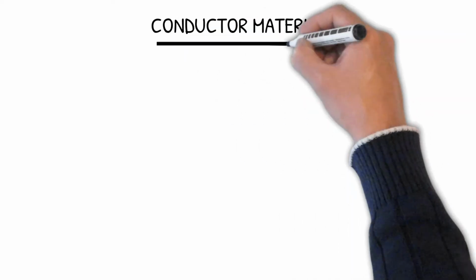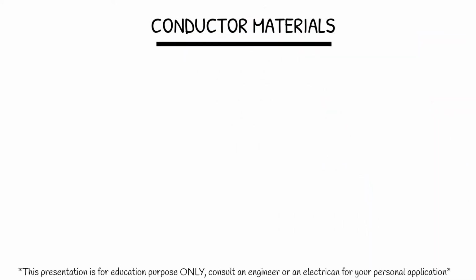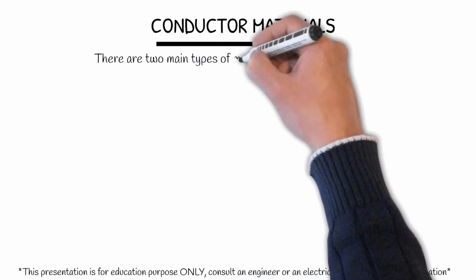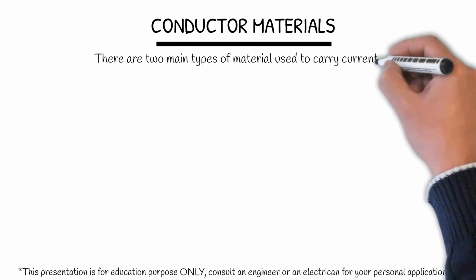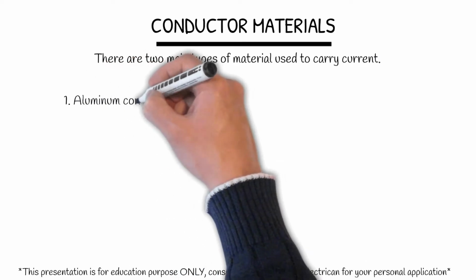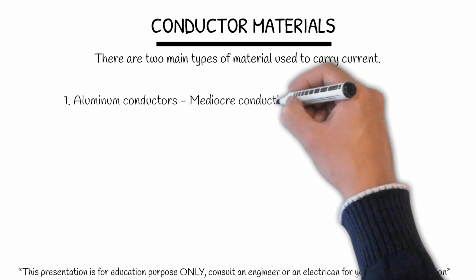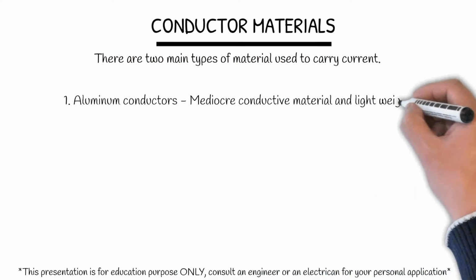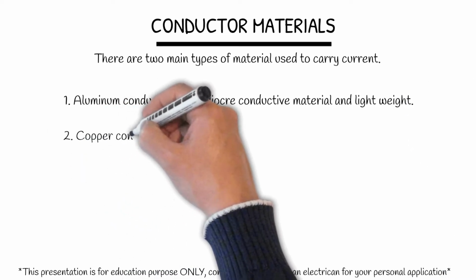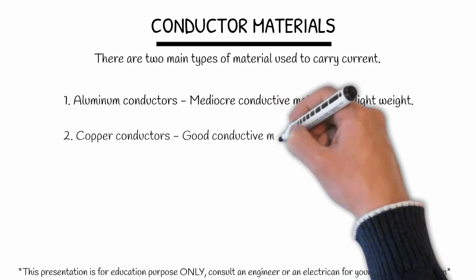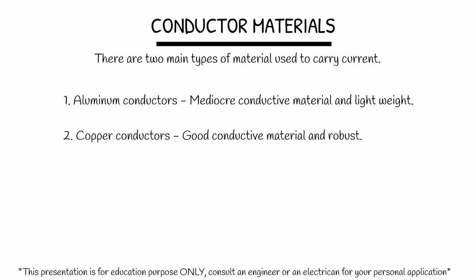Conductors material. There are two main types of material used to carry current. The first one is aluminum conductor, which is a mediocre conductive material and lightweight. The copper conductor is a good conductive material and robust.